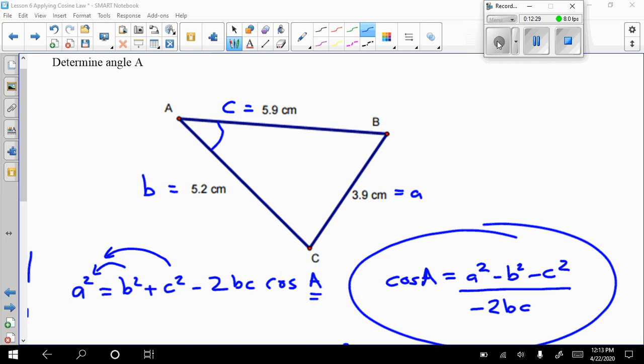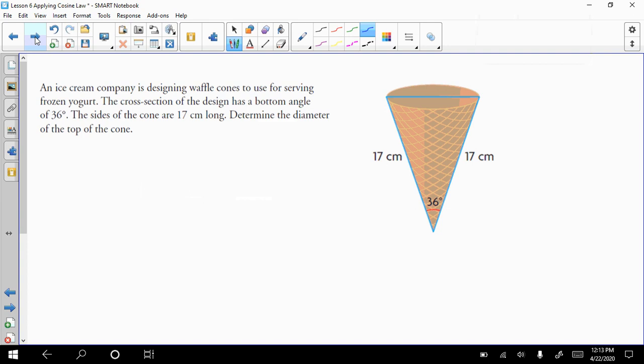Okay, I'm just going to finish off 2 application questions to help you with this. So here's one. An ice cream company is designing waffle cones to use for serving frozen yogurt. The cross section of the design has a bottom angle of 36 degrees, and the sides of the cone are 17 centimeters long. Determine the diameter of the top of the cone.